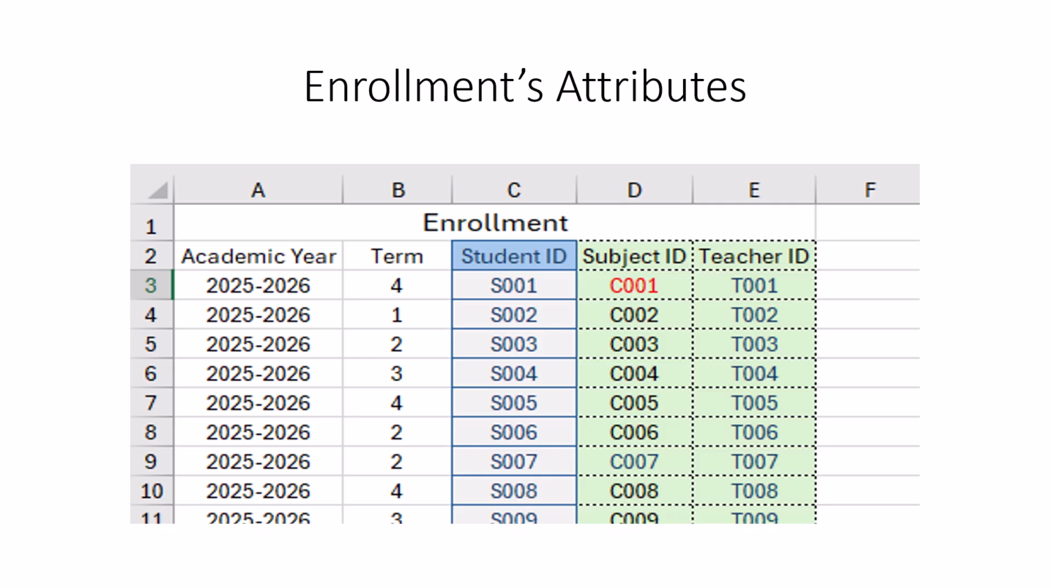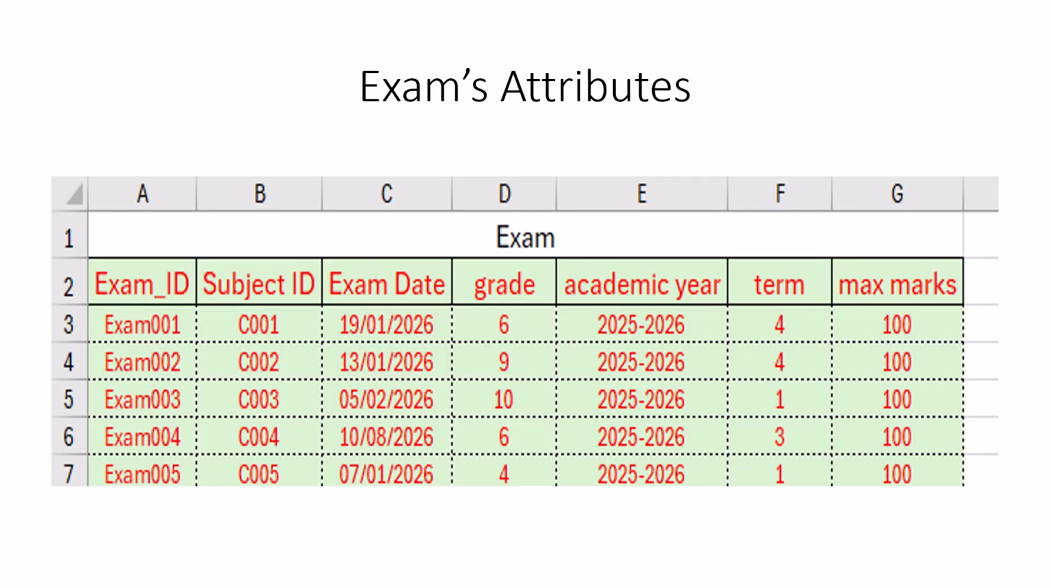Attributes of the enrollment entity are academic year, term, student ID, subject ID, and teacher ID. Attributes of an exam entity are exam ID, subject ID, exam date, grade, academic year, term, and maximum mark.